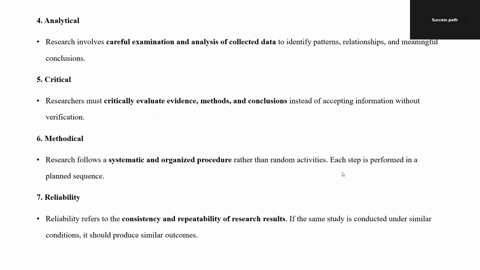Next one, reliability. Reliability refers to the consistency and repeatability of research results. If the same study is conducted under similar conditions, it should produce similar outcomes. Example, researchers measure the blood pressure of patients using the same instrument on different occasions. If the readings remain consistent, the instrument and the research are considered reliable. So reliable research produces consistent and dependable results.